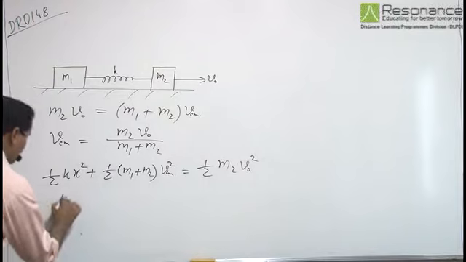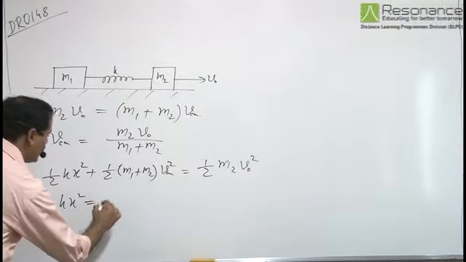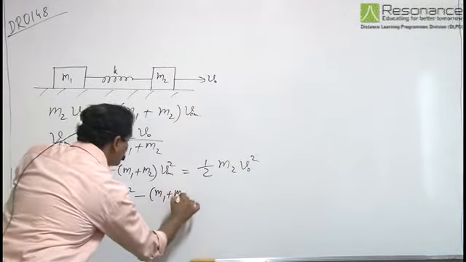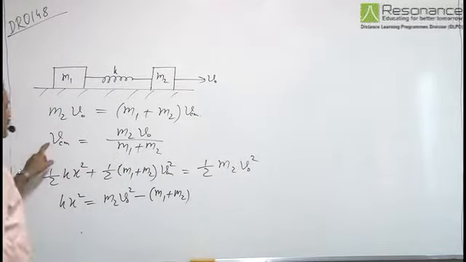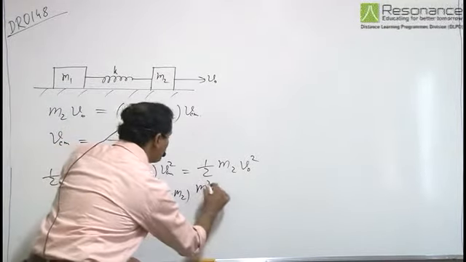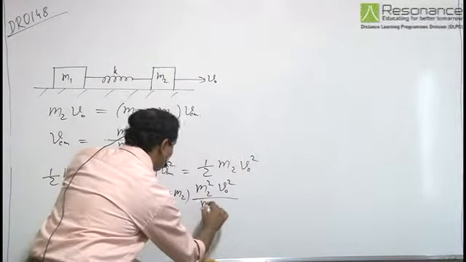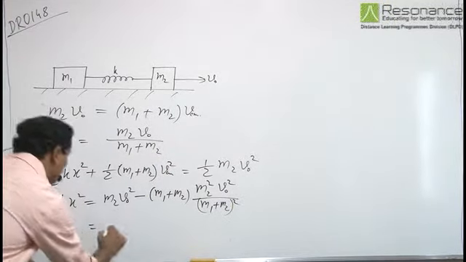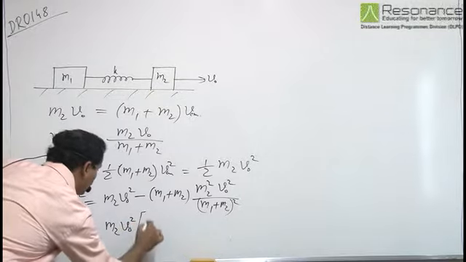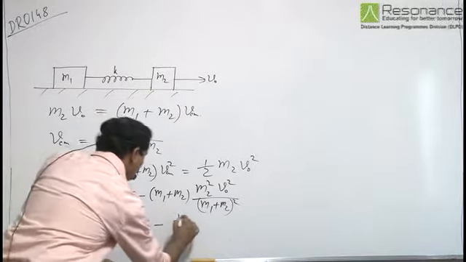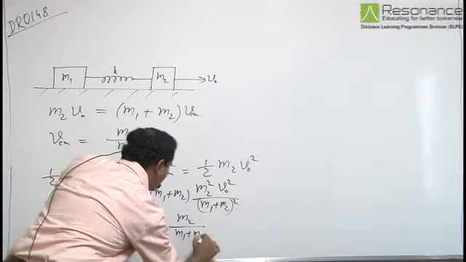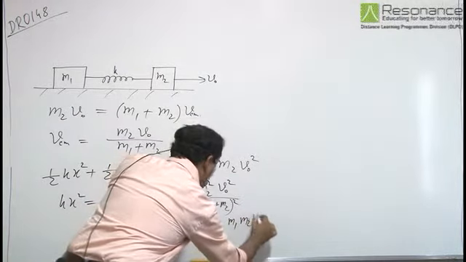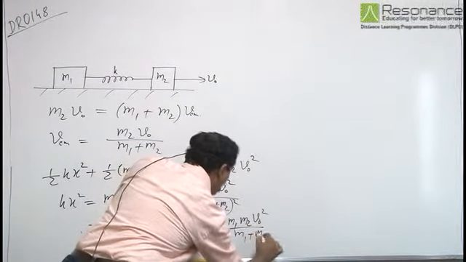So from here we can write k x square is equal to m2 v0 square minus (m1 plus m2) into vcm square. Vcm square is m2 square v0 square by (m1 plus m2) square. So from here, if I take m2 v0 square common, it is 1 minus m2 by (m1 plus m2), that is equal to m1 m2 v0 square by (m1 plus m2).